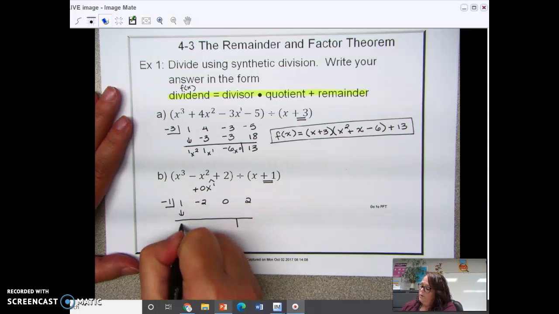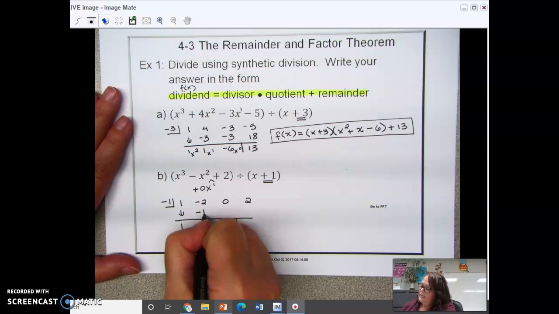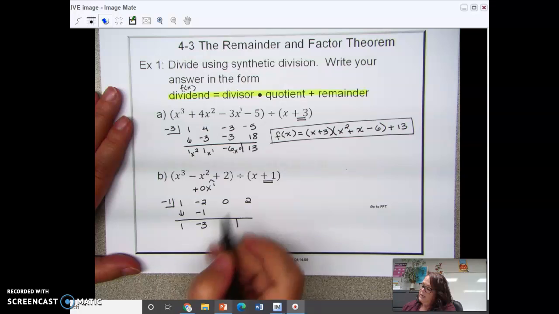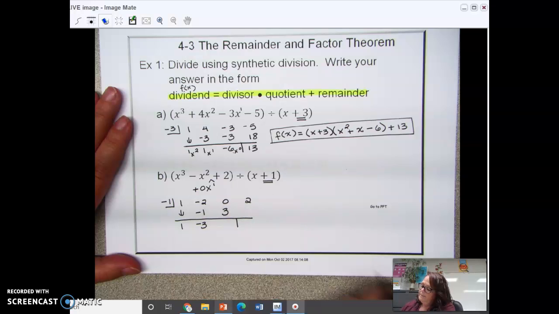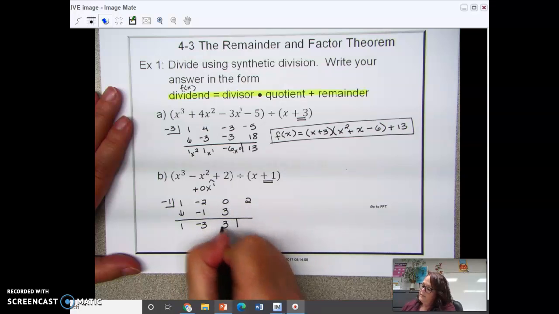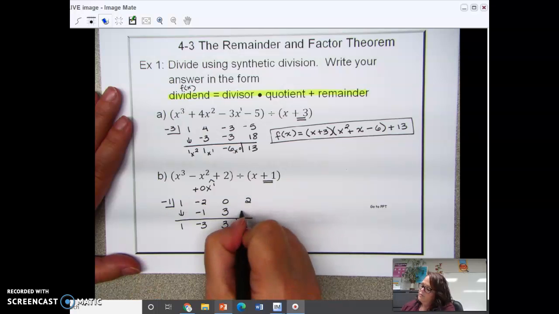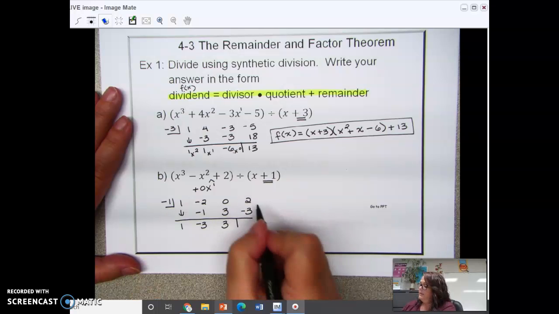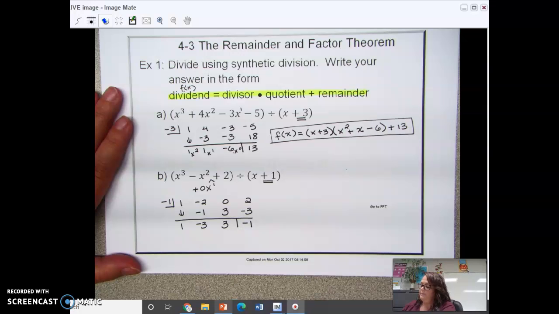So we're going to drop the 1. Negative 1 times 1 is negative 1. Negative 2 plus 1 is negative 3. Negative 1 times negative 3 is 3. 0 plus 3 is 3. And negative 1 times 3 is negative 3. And then 2 plus negative 3 is negative 1.